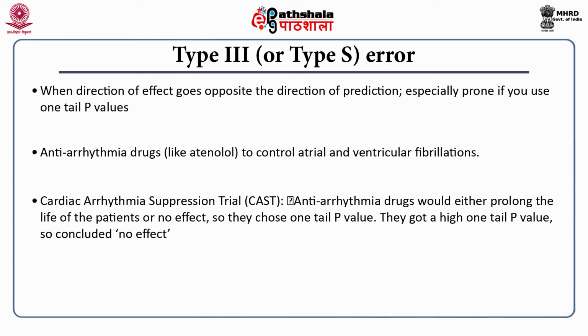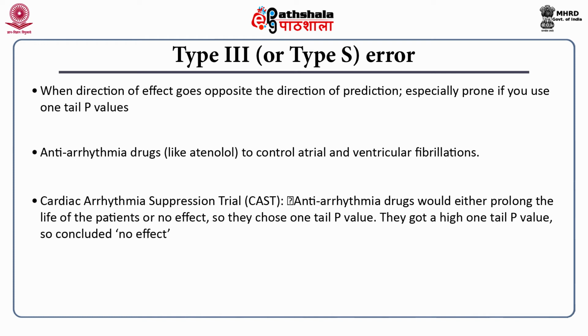They theorized that anti-arrhythmia drugs would either prolong the life of the patients or have no effect, so they chose one-tail p-value. They didn't consider there could be another effect: that the drugs would drastically decrease life expectancy. They didn't consider that particular effect. So they chose one-tail p-value, got a very high one-tail p-value score, and concluded that there is no effect.